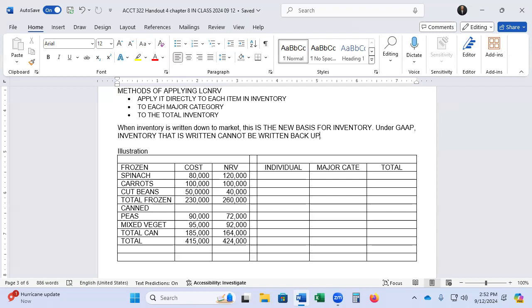Now, even though you've written that down, you wouldn't write it back up. What you would do is you'd recognize those additional dollars through revenue, right? Your sales would be higher than you expected.